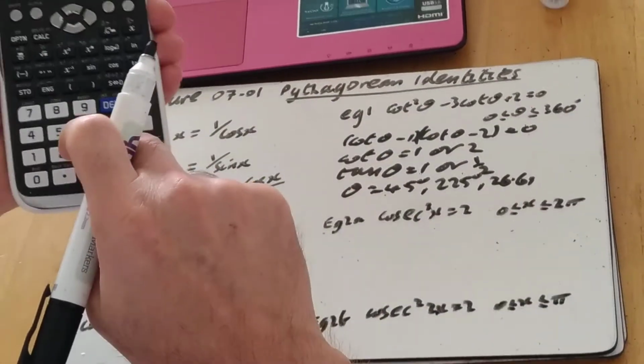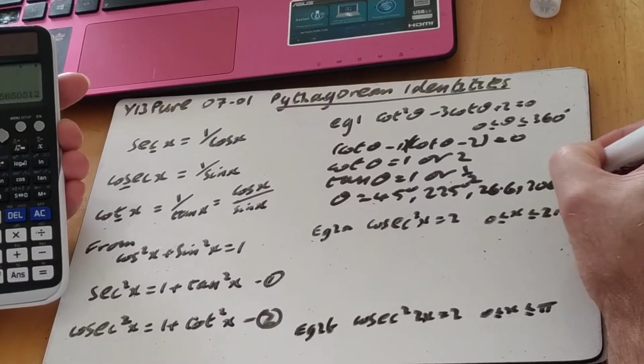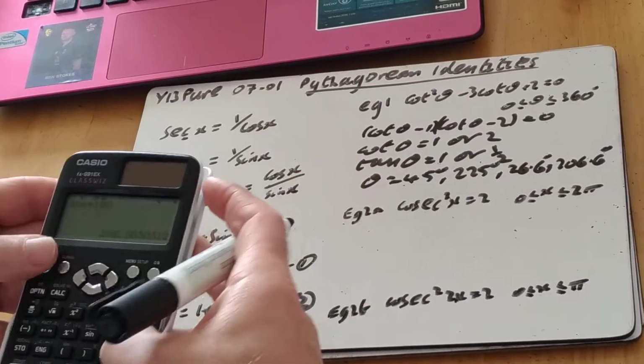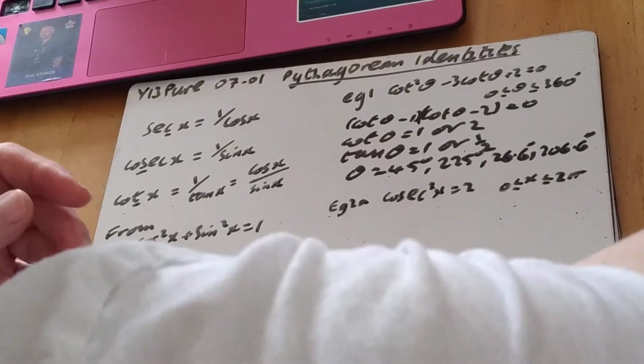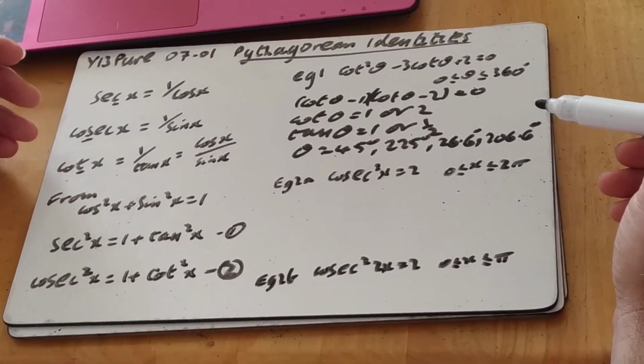And then feeling lazy, add 180, 206.6 degrees. And that's my 4 answers, all in degrees there, and that's what I expected before pressing buttons. It's always a good idea to consider potentially how many solutions you might be getting.